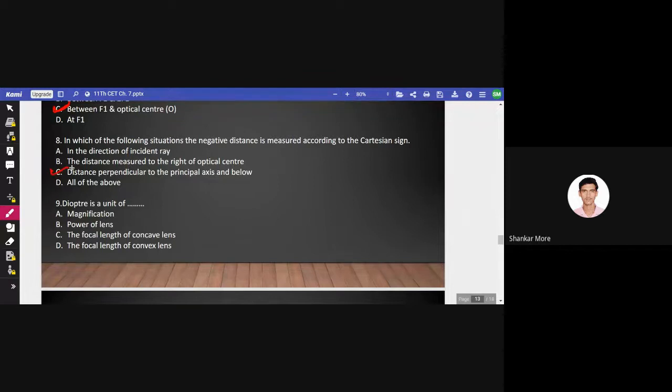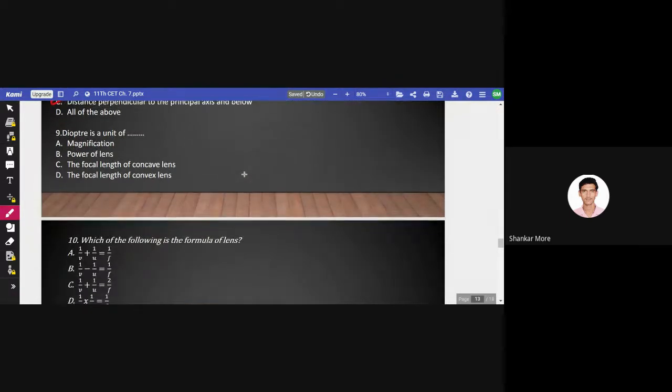Then we have, diopter is a unit of what? Magnification, power of lens, the focal length of concave lens, or the focal length of convex lens? So it's a unit of power of lens. Diopter is a unit of power of lens. Great.